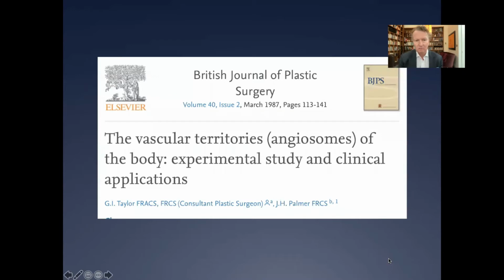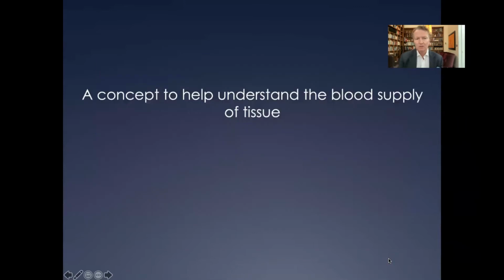So the angiosome concept was first introduced by Ian Taylor, my mentor, and John Palmer some 40 years ago in 1987. It was used as a concept to understand the blood supply of tissue, and hopefully this morning I'll be able to take you through that concept in some detail.